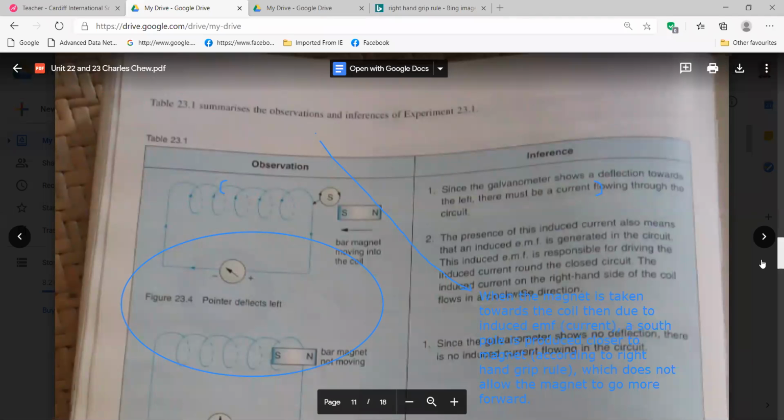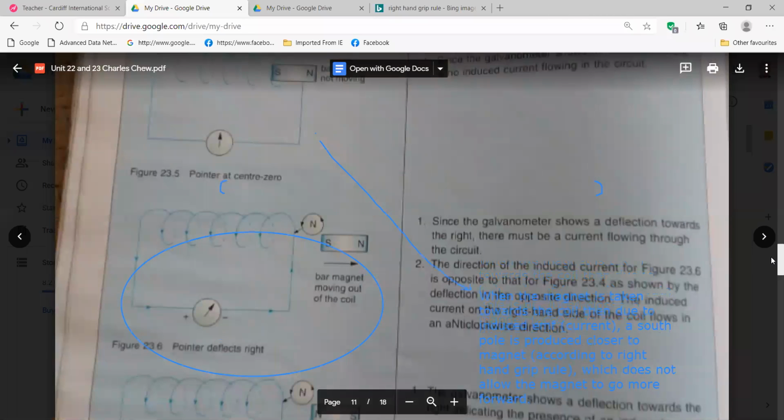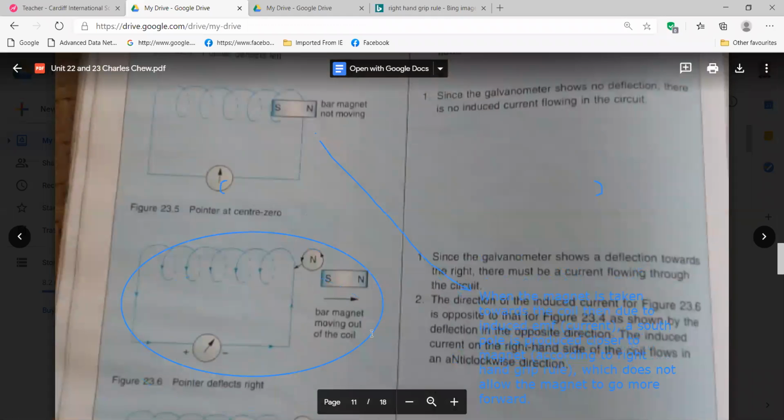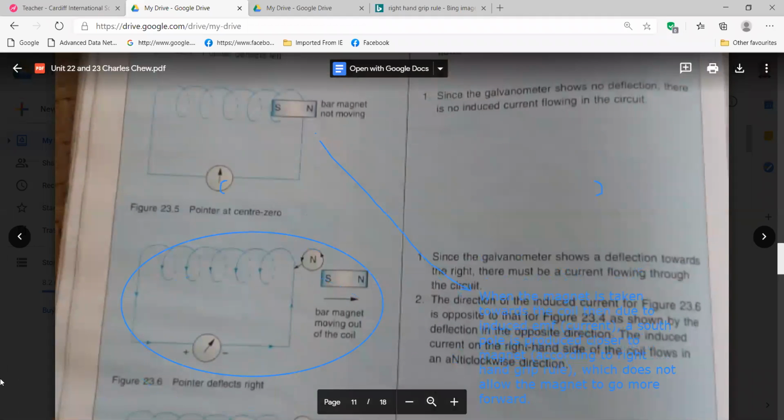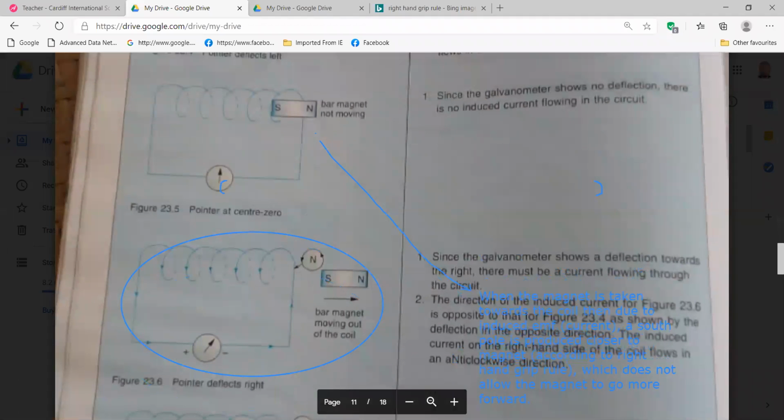23.4. Yes, sir. Now you will do 23.6. Okay, now you draw 23.6. And for this one you will write just opposite of the one we wrote just now. Like you wrote here, when the magnet is taken towards, right? Then what you will say, when the magnet is taken away, right?